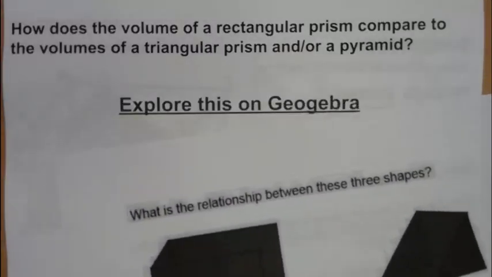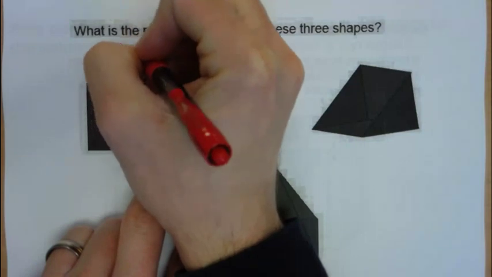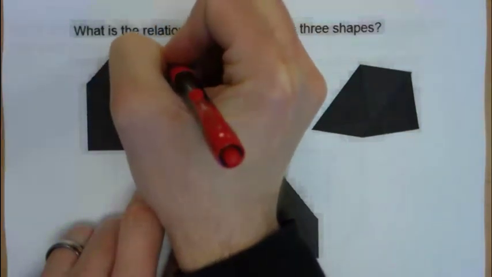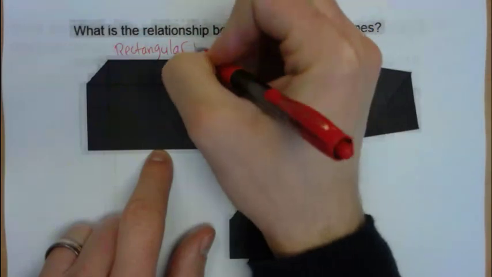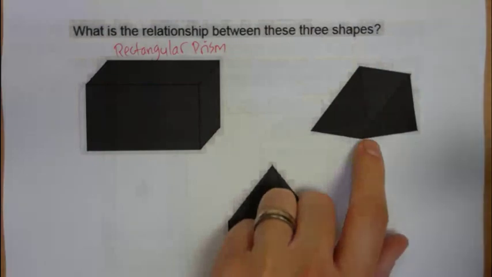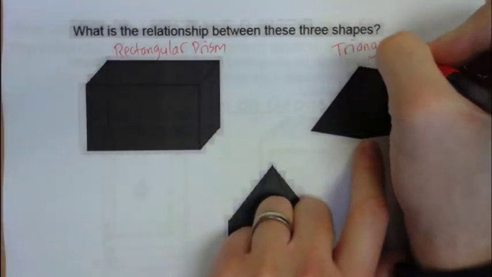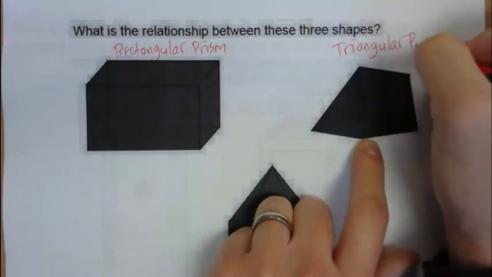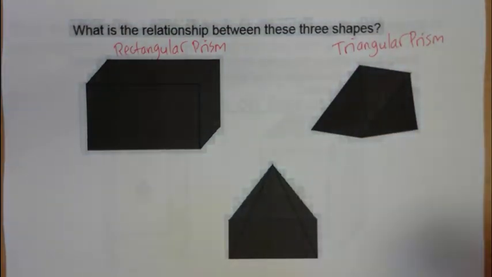So now we have a rectangular prism. If we label these, rectangular prism is the name of that top left one. The top right one is a triangular prism. And the one at the bottom you might recognize is a pyramid.